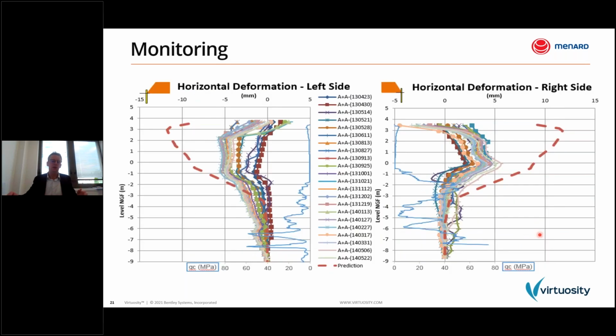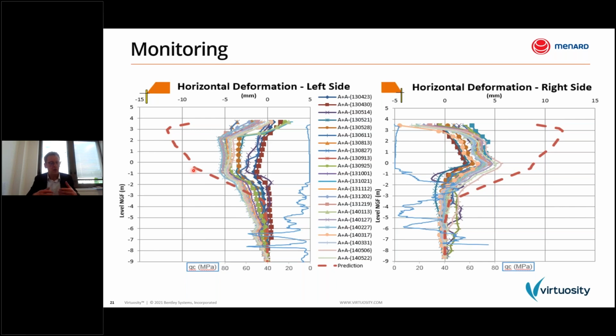Regarding the lateral movement, we had inclinometers on the left side and on the right side. The dashed red line represents the prediction from PLAXIS. And you can see I have also plotted in this graph the CPT, the tip resistance on each side. You can see that the lateral movement occurred mainly, of course, in the soft clay layer at the top. The lateral displacement which was measured is about 5 millimeters in comparison with a prediction of 10 millimeters. So again, we had less lateral movement than predicted.